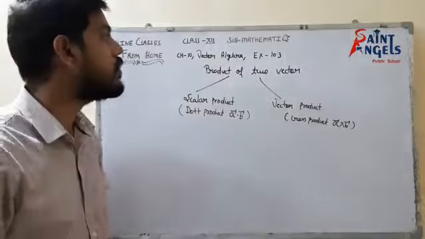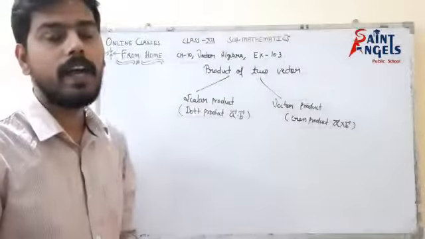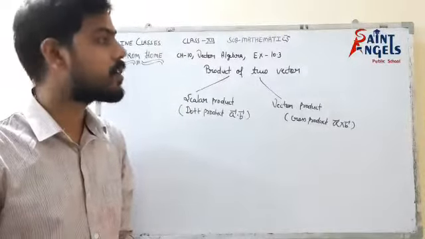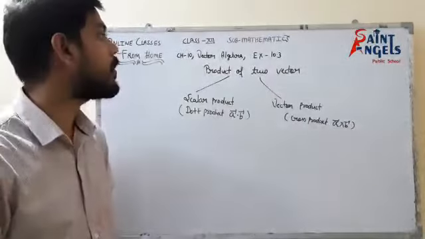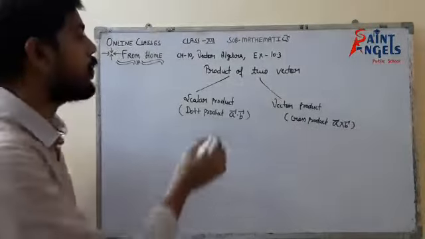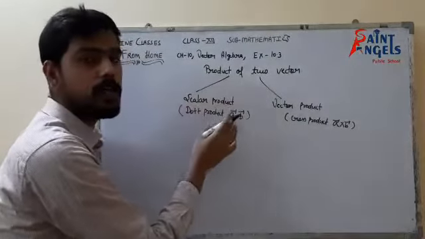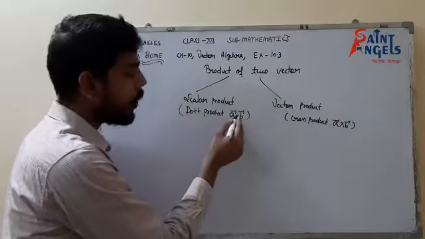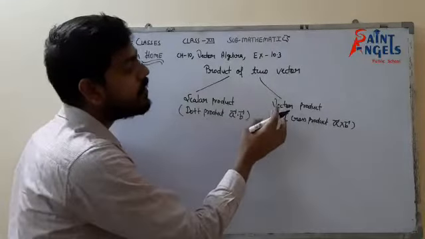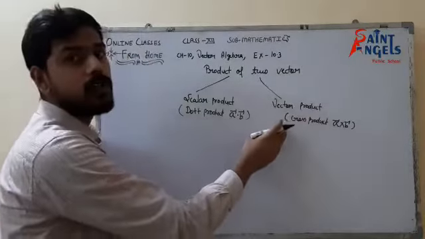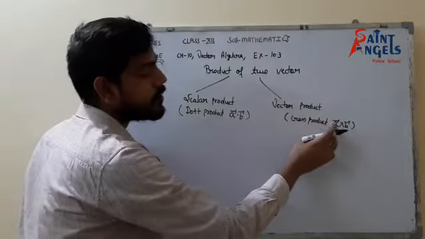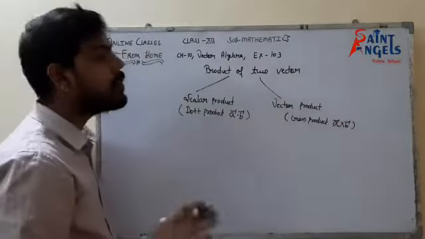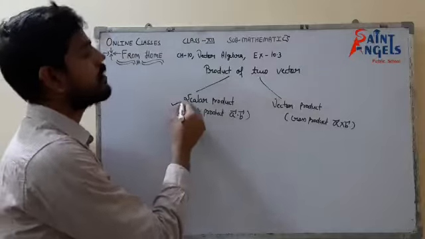In this video we'll start exercise 10.3, which is based on the product of two vectors. There are two types of product of vectors. The first one is the scalar product, known as the dot product, denoted by vector A dot vector B. And the second one is the vector product, known as the cross product, represented as vector A cross vector B. In this exercise we have to deal with the scalar product.